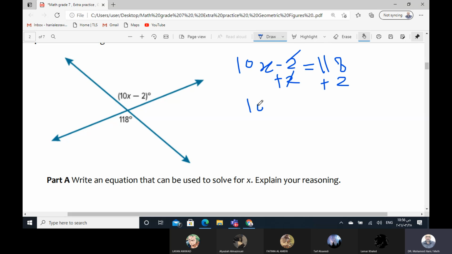Remains here 10x equals 118 plus 2, which will be 120. Then take the coefficient and divide the two sides by the coefficient. 10x divided by 10 will be x, equals 120 divided by 10, which will be 12.